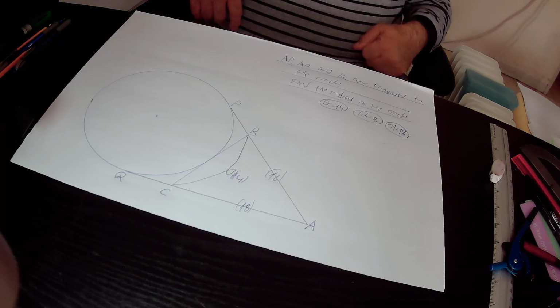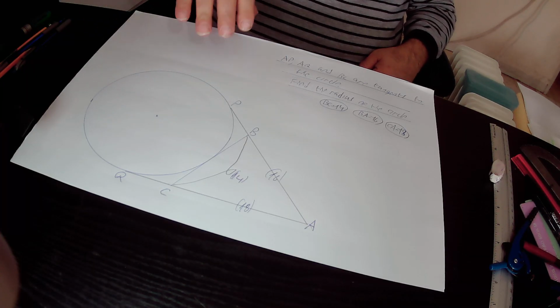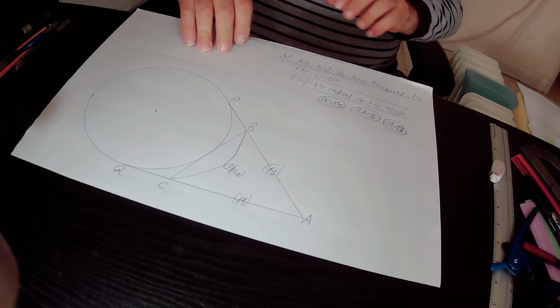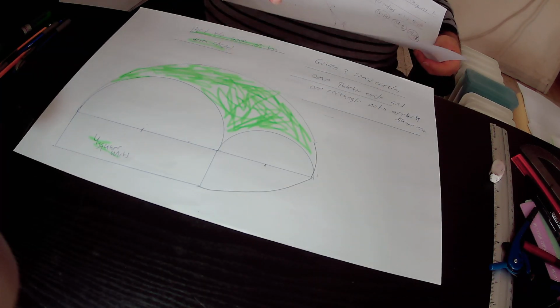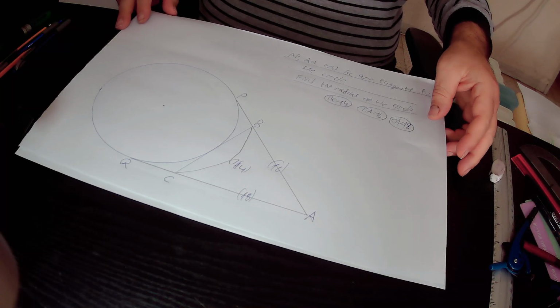Hello, in this lecture I'll answer 2 questions. In the first question, we find out the radius of this circle, and in the second question, we find out the area of this green shape. So we start with the first question.